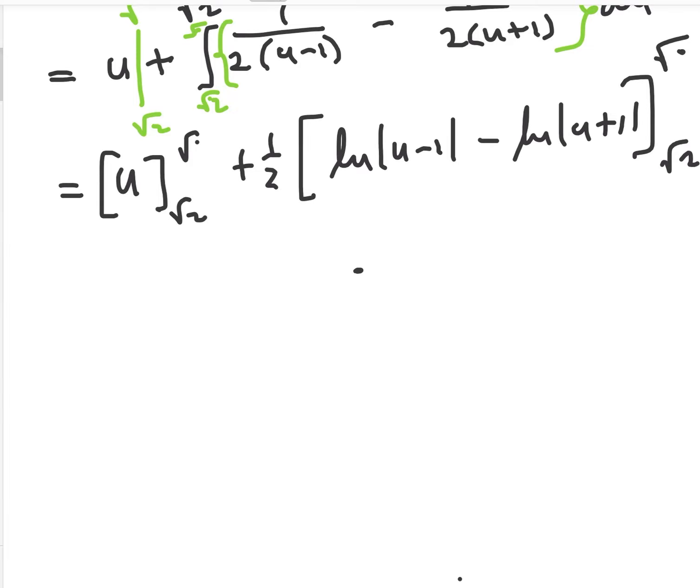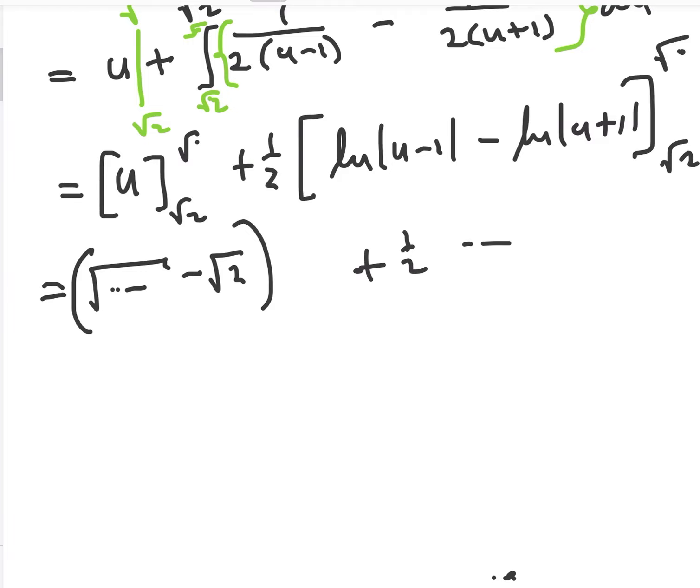I don't think there's much to do here. This is now equal to this upper square root, whatever that square root is, minus root 2. So this is putting u equal to the upper square root and u equal the lower square root, plus half, and I think you can eventually evaluate that.